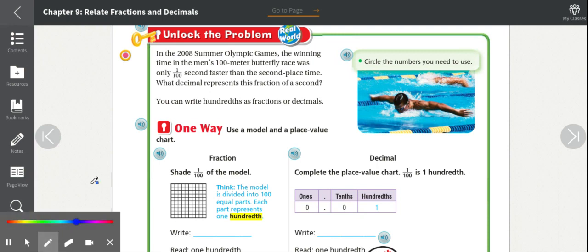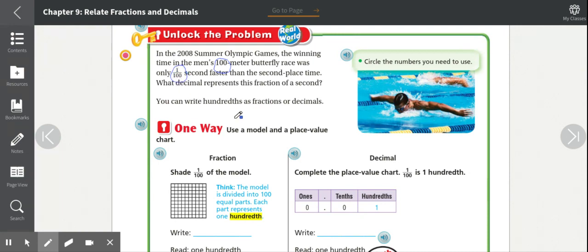So do we need to know that it was in 2008? No, that was just an extra number. Just don't let that throw you off. But okay, so it's the 100-meter butterfly race, and it was only 1/100th of a second faster than the second time. What decimal represents this fraction of a second? So we're going to change this fraction to a decimal.